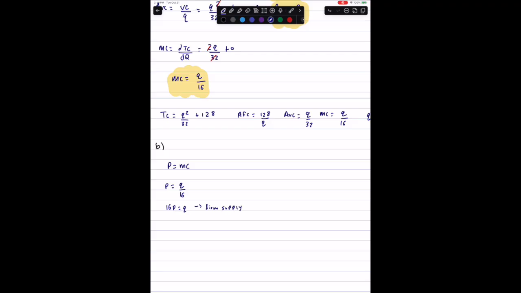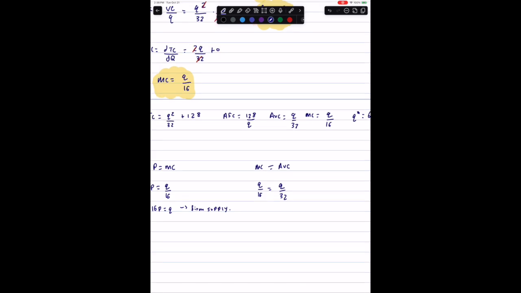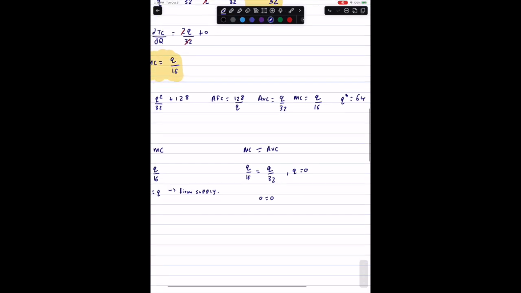But there's one more step we have to do, and it's ideal that you do this step before you actually set price equal to marginal cost and find your competitive firm supply. You want to set the marginal cost equal to the average variable cost, right? And in our case, that's going to be Q over 16 is equal to Q over 32, right? When you look at this, there's only one Q that can satisfy this equation, and that's Q is equal to 0, because then you would have 0 is equal to 0.